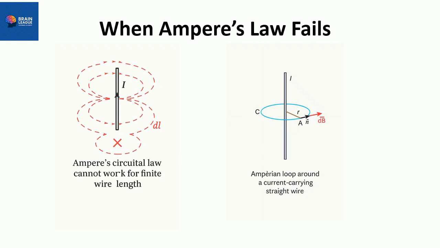Suppose we have a finite straight wire of length L carrying a steady current I, and we want to find the magnetic field at a point P nearby. Can we use Ampere's Circuital law here? Unfortunately, no. Ampere's law works only when the magnetic field has a consistent direction and magnitude along a closed path, like around an infinite wire or inside a solenoid. But here, the field varies at every point, so symmetry is lost.